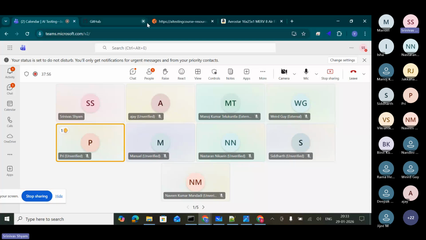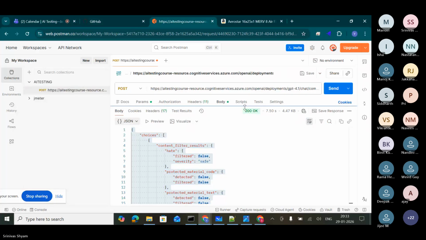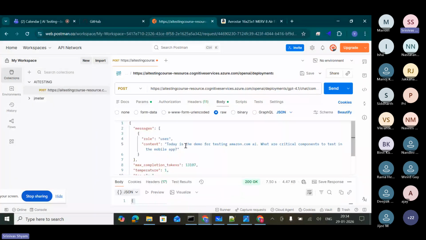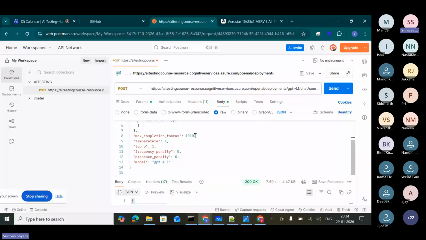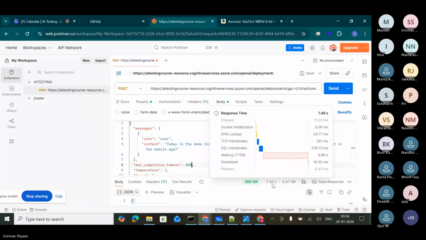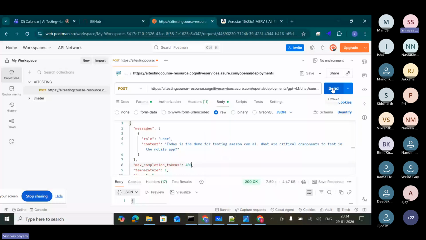Now see the beauty of this. If I change the API structure or some things, for example let's say I change the token to 400 and send it now, how many seconds did it take for my response? 7.49 seconds. Now let's see what happens. See the difference.